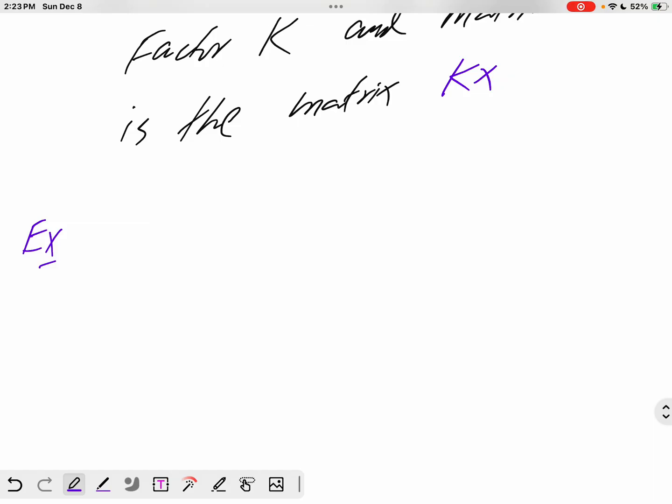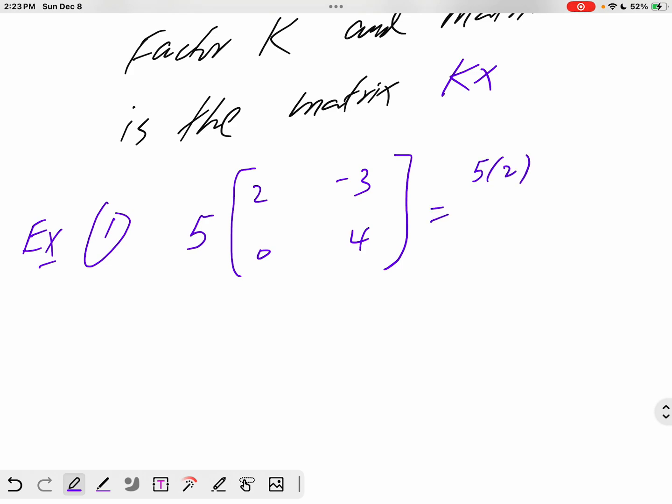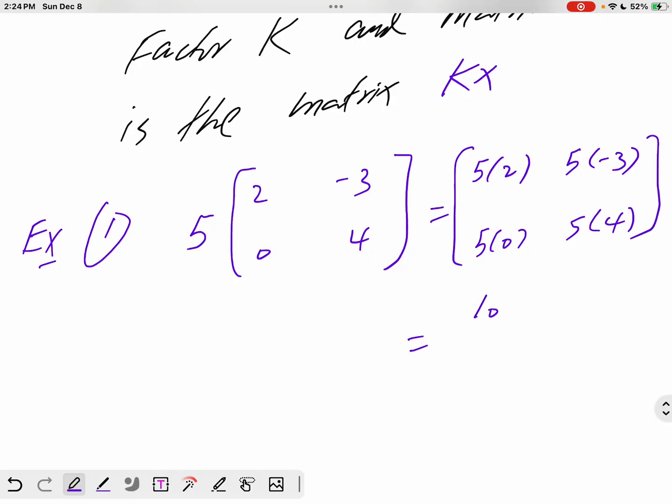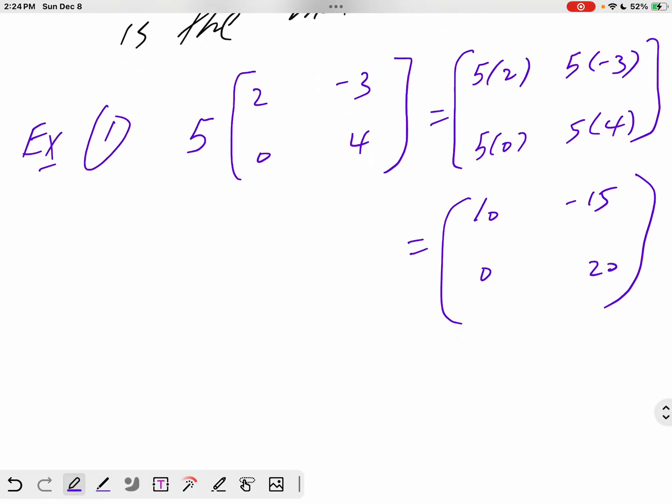So, for example, the scale factor is 5, and we have a 2 by 2 matrix. Basically, you just multiply each element by 5. Look, 5 times 2, 5 times -3, 5 times 0, and 5 times 4. So this is 10, -15, 0, 20. And that's how you do the scalar multiplication. So whatever you have, just multiply everything by the scale factor.